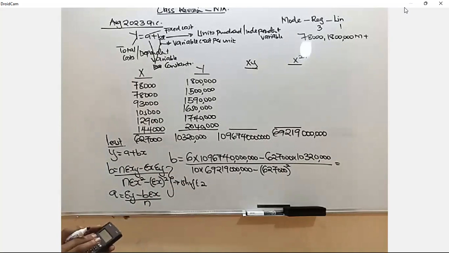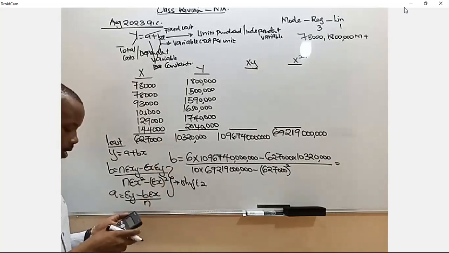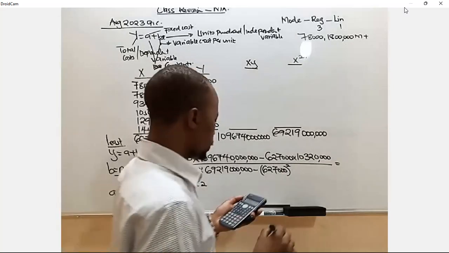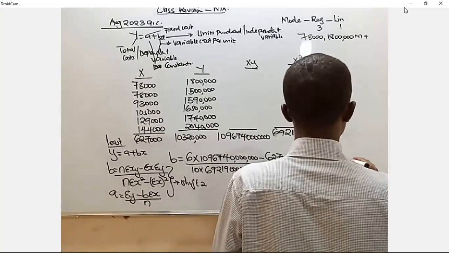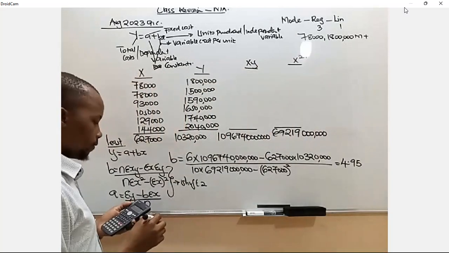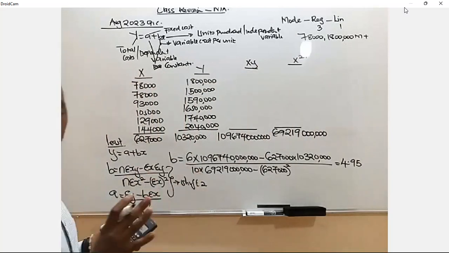You scroll with the replay button until you see your B. So I scroll up to B, press the equal sign, and I get 4.95. 4.95, right? You can see I'm not struggling.